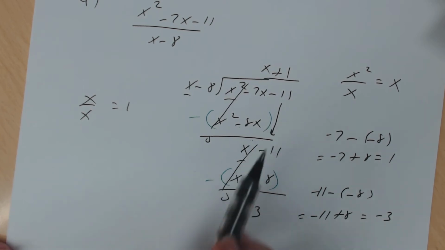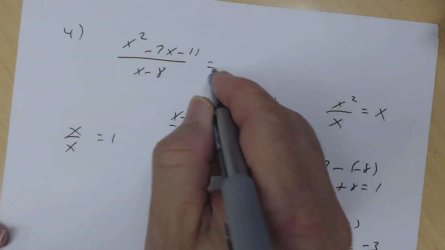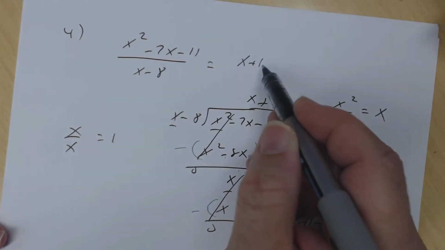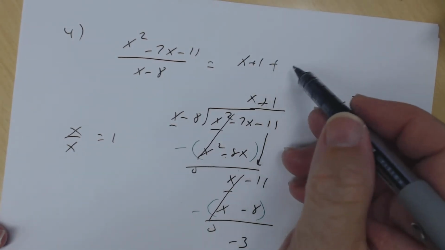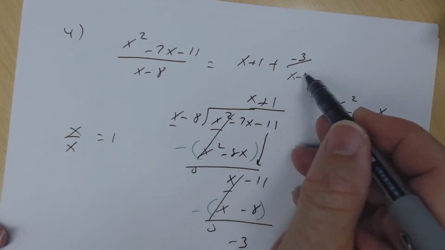You're done. So now the answer, here's what you're going to write. Since the remainder is not 0 like the other one, you're going to say equals x plus 1, the quotient, plus the remainder, negative 3, divided by the divisor, x minus 8.